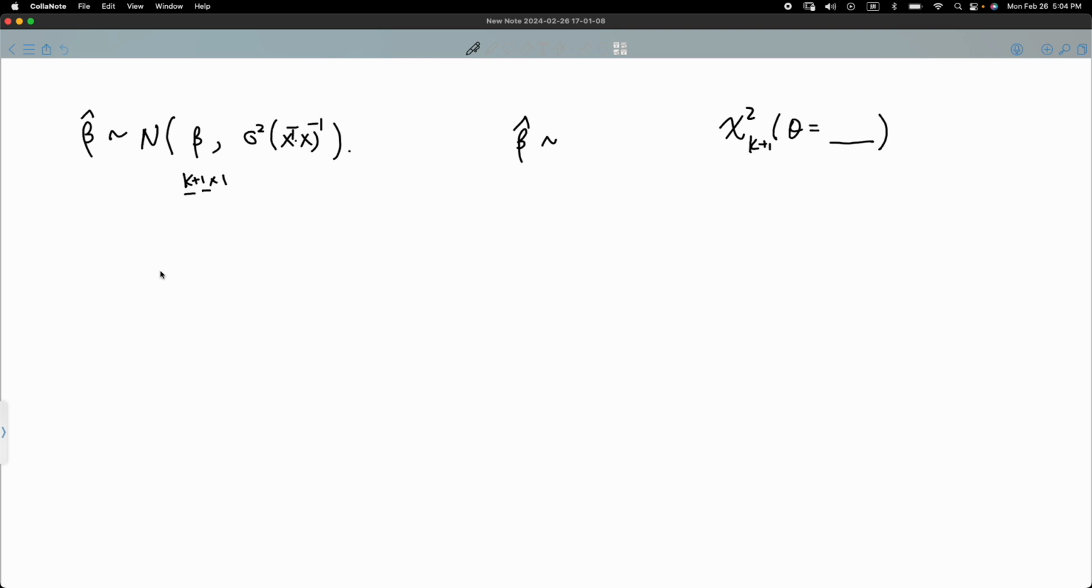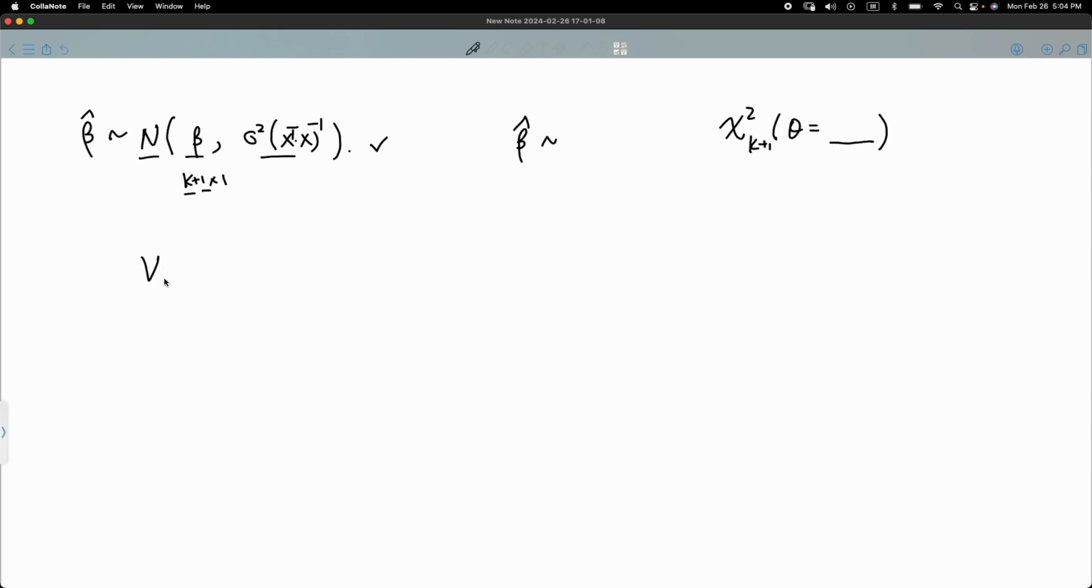Okay, is there any question regarding this one, the normal distribution for beta hat? Just a brief summary. Beta hat is defined as a linear transformation of y, and y is also normally distributed, with its distribution coming from epsilon. So you can derive the expectation and variance to get these two terms. That's just a high-level summary from homework 1.